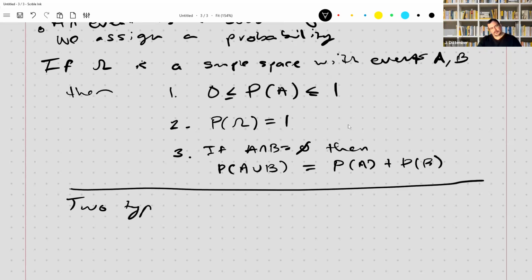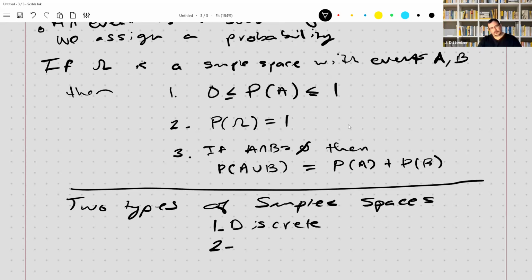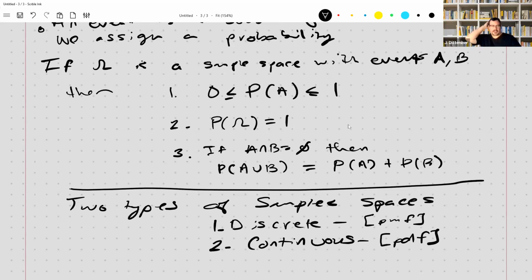So in the next video, we're going to talk about two types of sample spaces. We'll talk about, number one, discrete, for when we have discrete variables, and then number two, we'll talk about continuous. These will correspond to the probability mass function and the probability density function. So how do we assign probabilities to these different types of data?